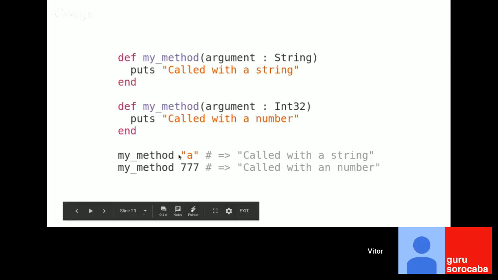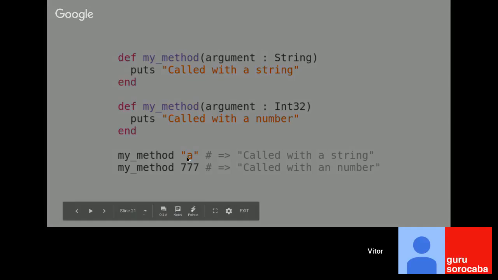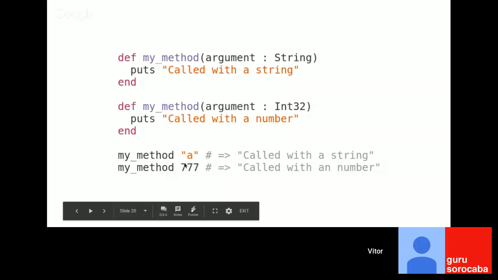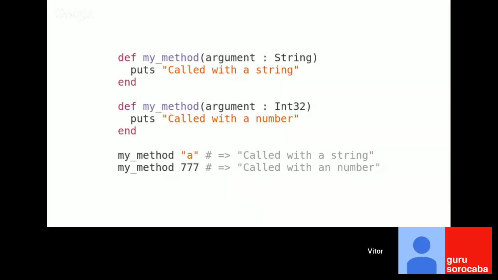So here we are calling the method with the string A. And by calling it with the string A, we are calling this method here. So it will print "call with a string". If you call it with 777, it will call this method and print "call with a number". So this is cool because we don't need to do ifs to type check the variables and so on. So your code will be a lot cleaner than if you have to write the if statements or do any kind of type checking.